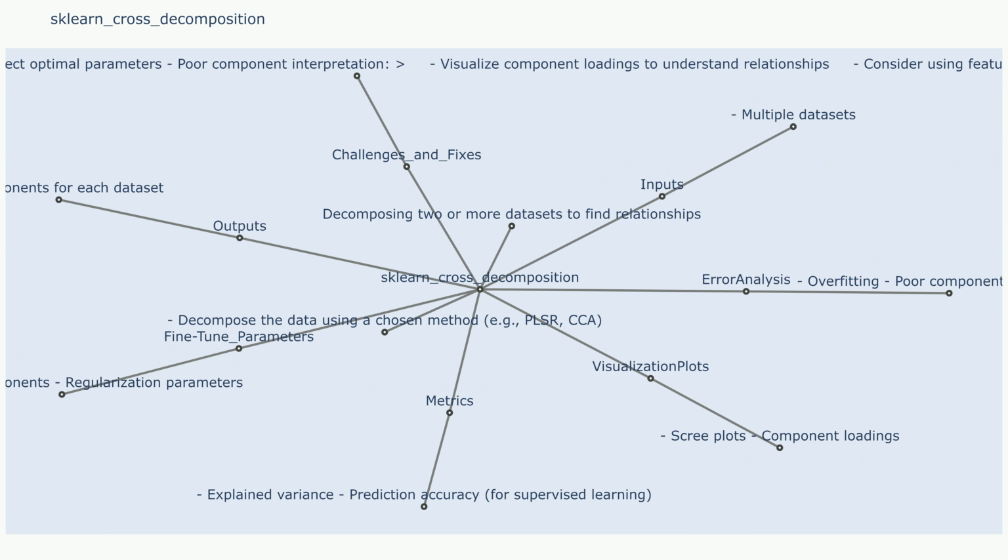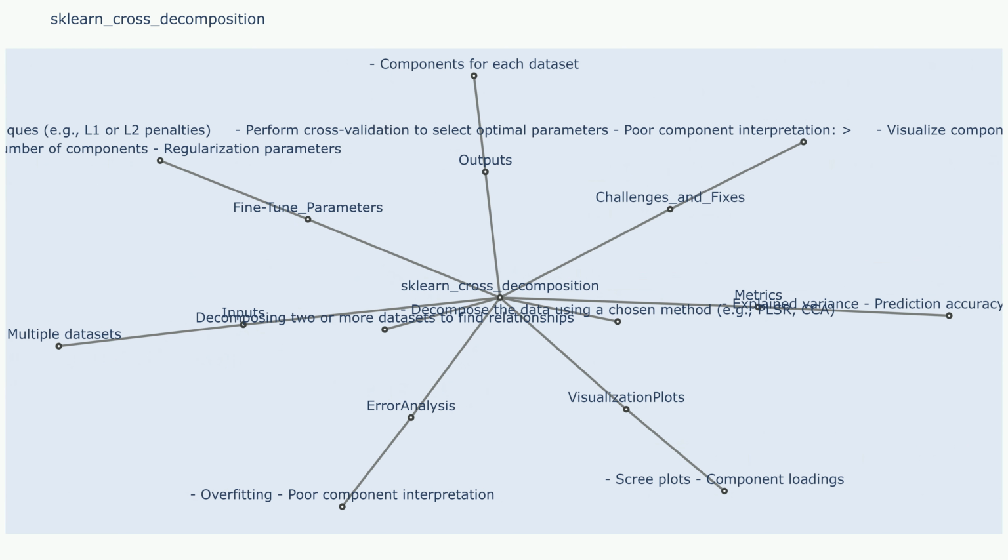Outputs. Output 1, X transformed, a new representation of the first dataset, transformed onto the extracted components. Output 2, Y transformed, a transformed representation of the second dataset, corresponding to the shared variations.